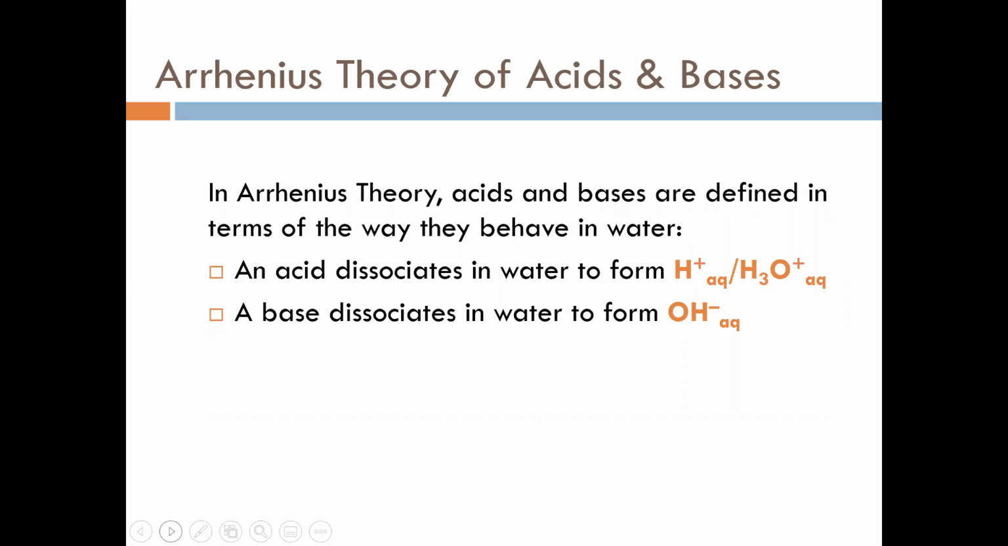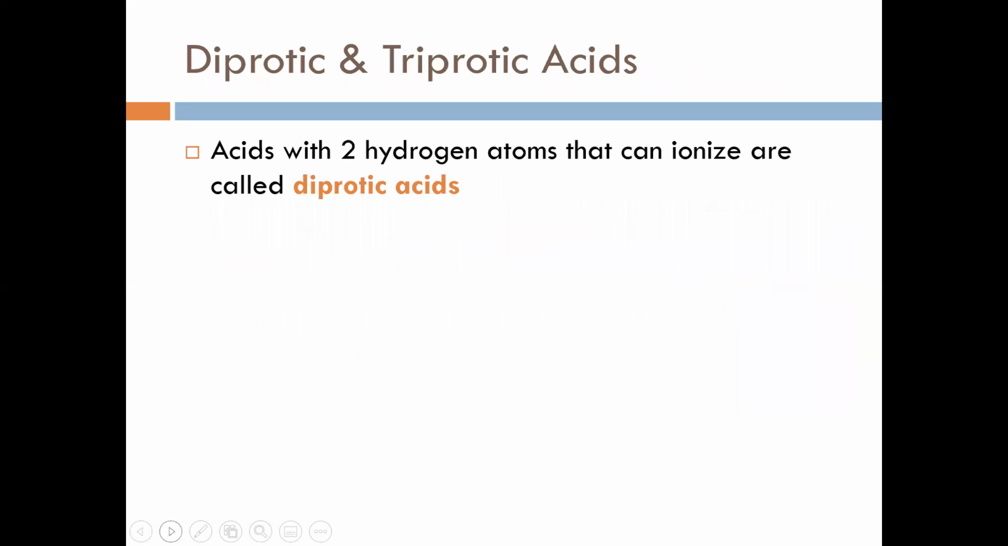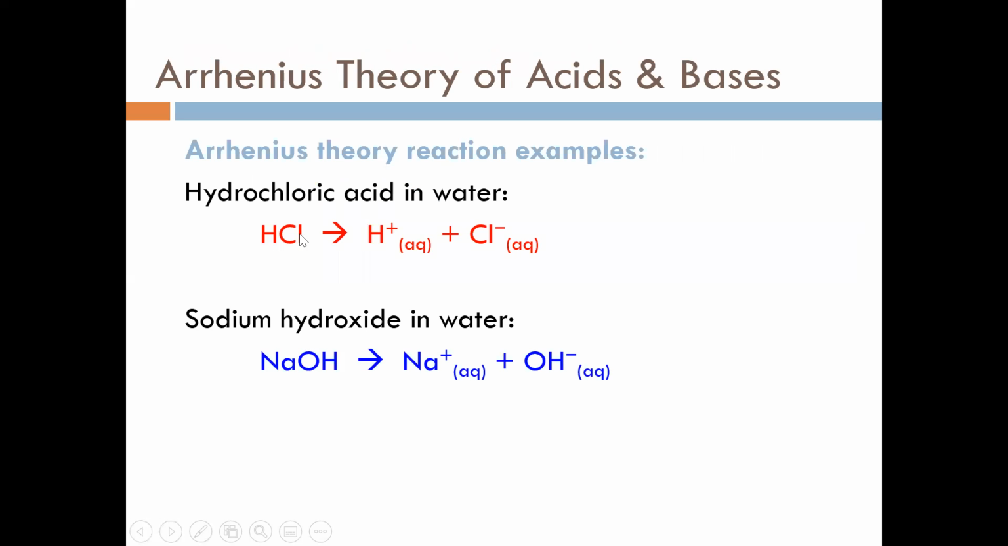So in particular, theories of acids and bases are described in the way that they behave in water. So acids dissociate in water to form your hydrogen ions, and bases dissociate to form your hydroxide ions. So hydrogen ions tend to give acidic properties and hydroxide ions basic properties. And you can see that here in this equation. So this is hydrochloric acid. It will dissociate in water to make hydrogen ions and chloride ions, and sodium hydroxide will break down into sodium and hydroxide.